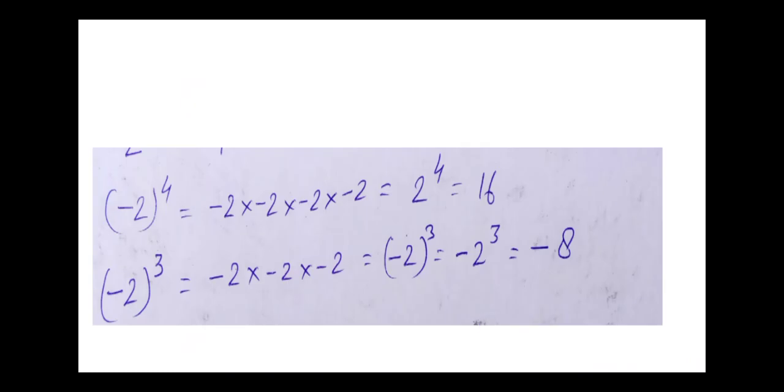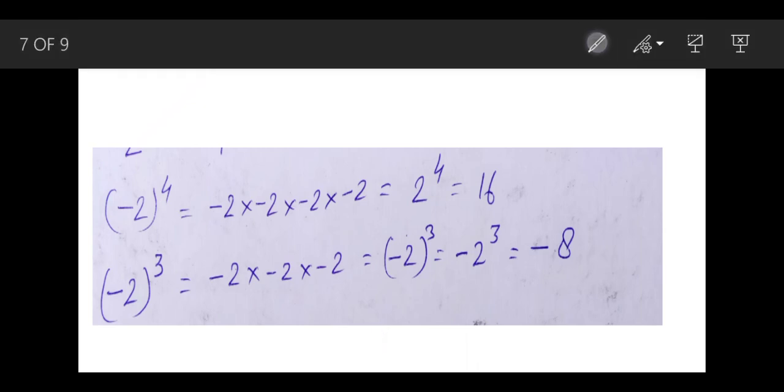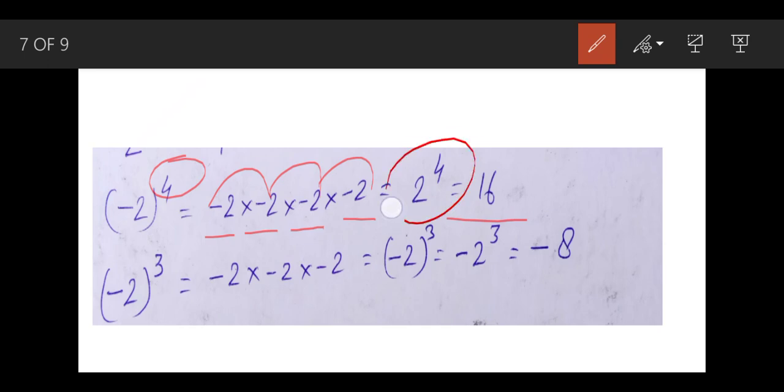Minus 2 to the power 4. Here the power is even, this 4, which is even, so this will become 2 to the power 4, which means 16. How? Minus 2 into minus 2 into minus 2 into minus 2. So minus into minus is plus, plus into minus is minus, minus into minus is plus. So that's why it is 2 to the power 4 plus, that is 16.